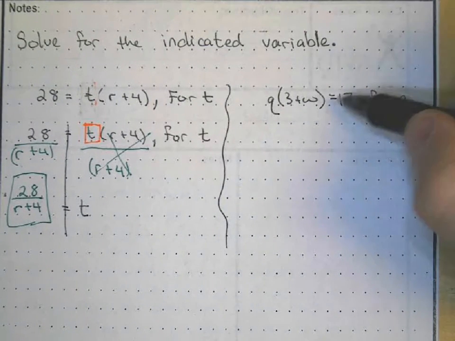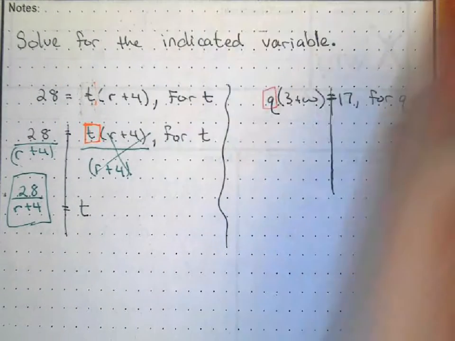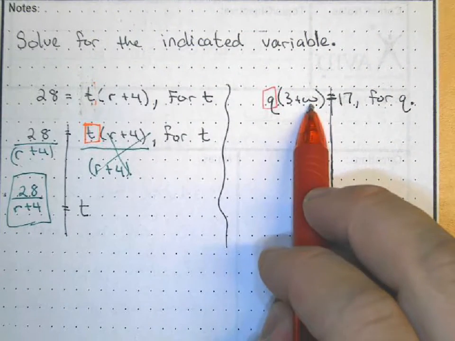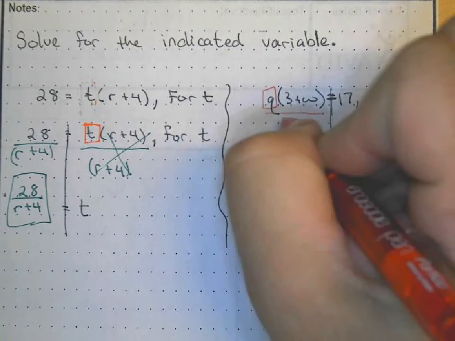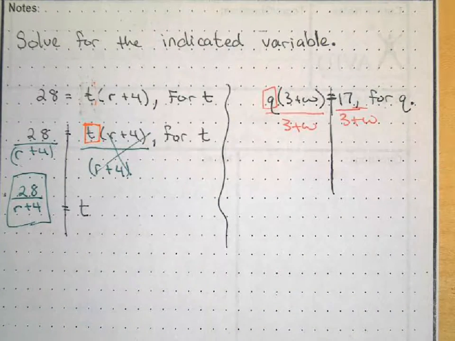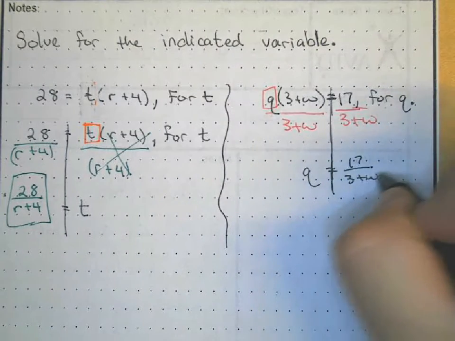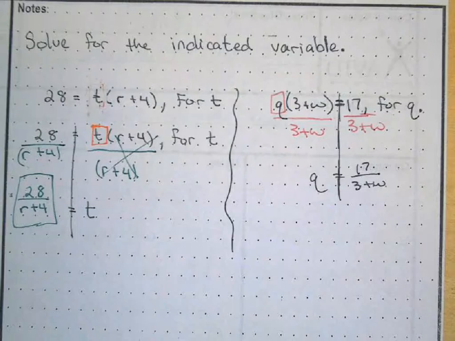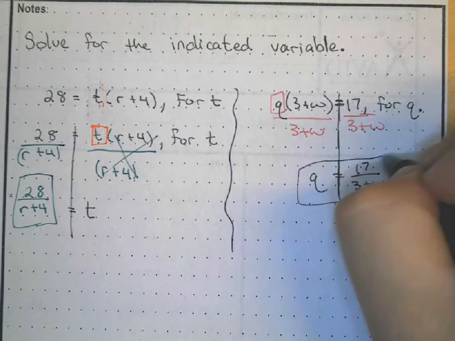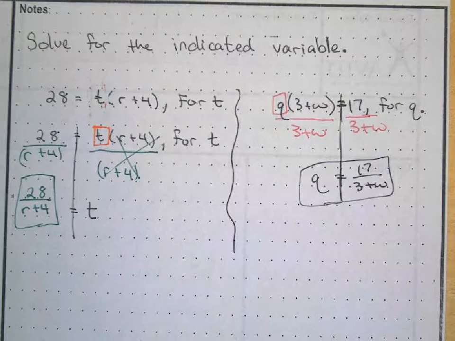Okay, so if you took a chance to try this one on your own, we're going to draw our line down the middle. And then I'm just trying to get Q by itself, so I'm trying to get this variable by itself. And I'm multiplying Q times 3 plus W, so I'm just going to divide by 3 plus W. Do the same thing to both sides, and I'll get Q equals 17 over 3 plus W. We're done. So some of these, if we use the correct tricks, can be quite quick. We can do them quite quickly.